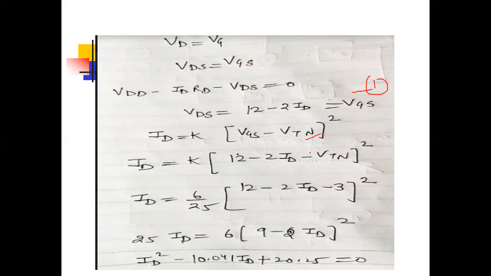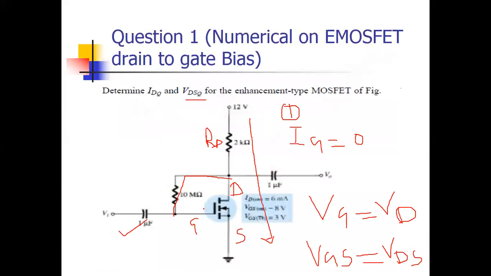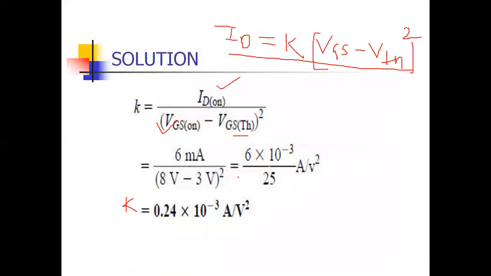Here N is written because it is an NMOS. If it is a PMOS, it will be P, so don't be confused by N and P. Now K we have already found here, 6 by 25 or 0.24. This is the value of K.